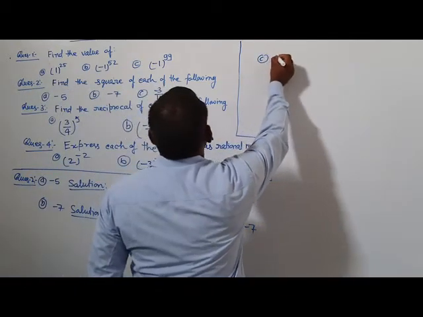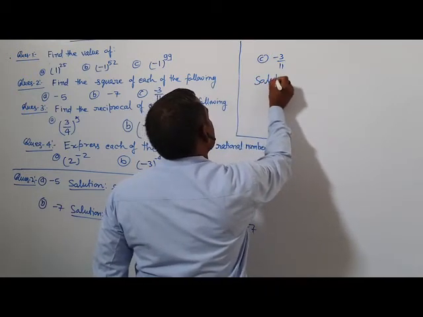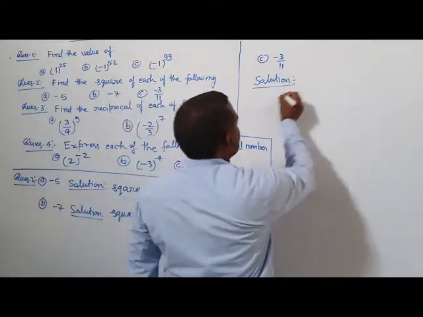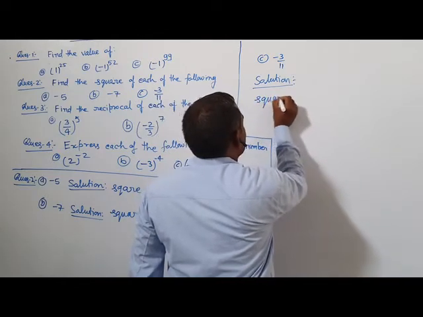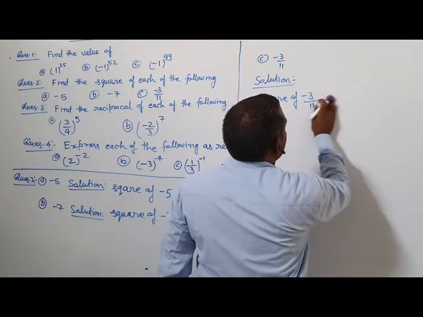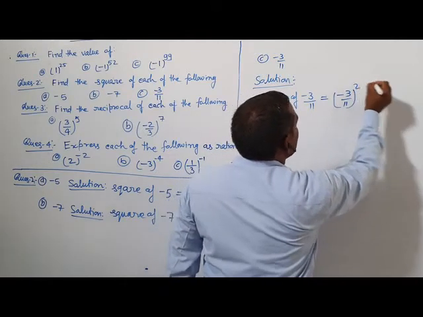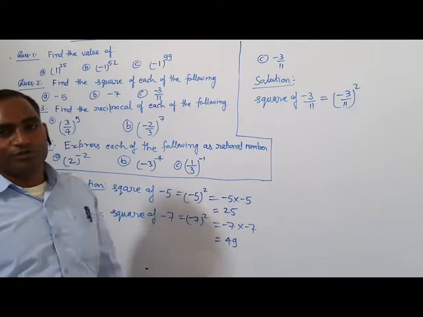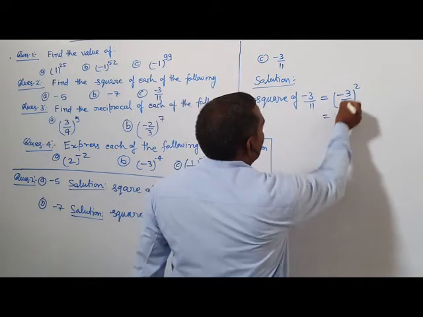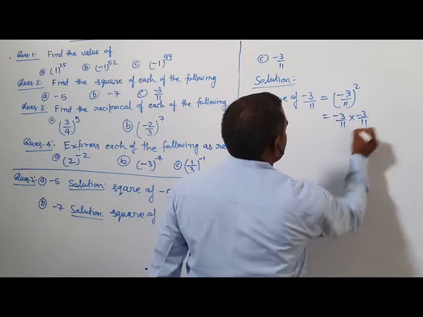C is minus 3 by 11. Solution. Minus 3 by 11. Square of minus 3 by 11 is equal to minus 3 by 11 raised to power 2. Square of any number, we have to write the power of that number as 2. Minus 3, open this, minus 3 by 11 into minus 3 by 11.